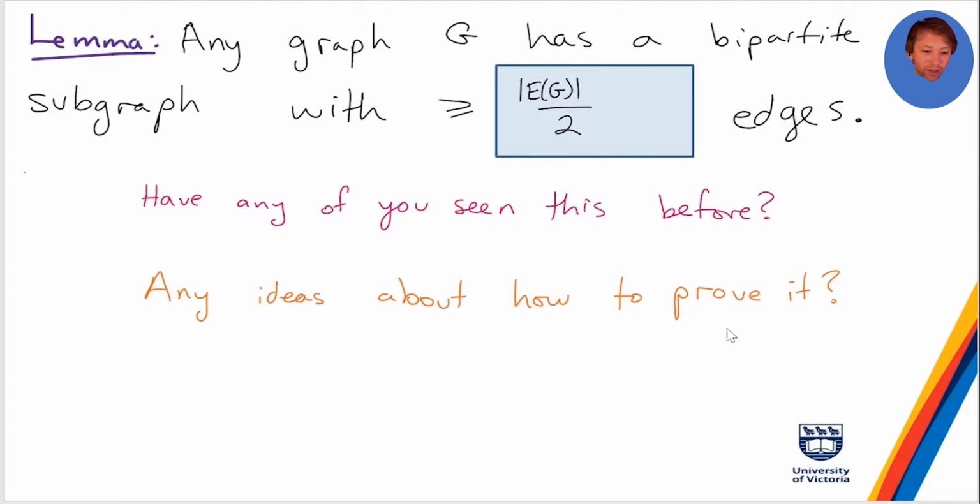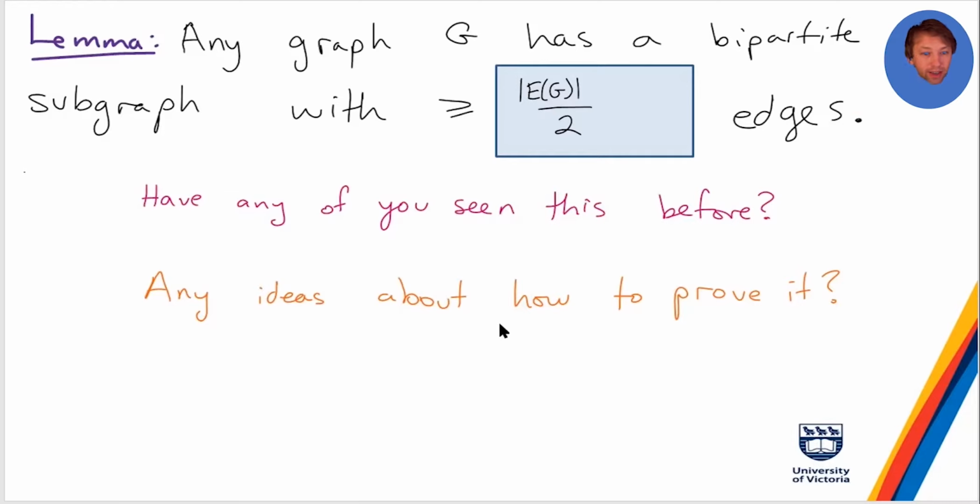Basically, we take the vertices of G and randomly color them red and blue. Each vertex, I independently flip a coin: I color it red if it's heads, blue if it's tails. Then inside of all the red vertices, we delete all the edges, and inside of all the blue vertices, we delete all the edges. And that's going to be a bipartite graph.